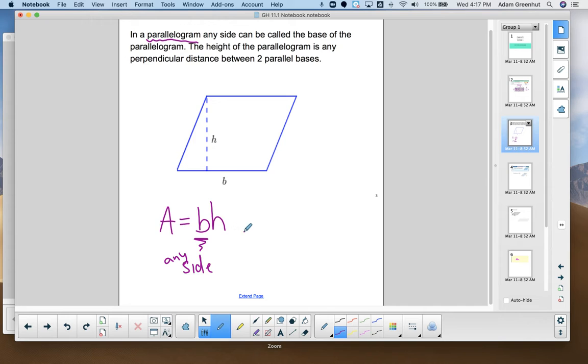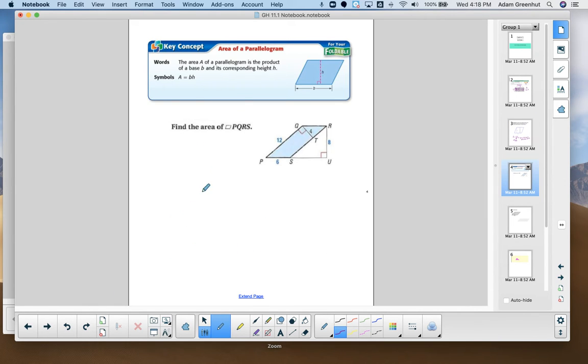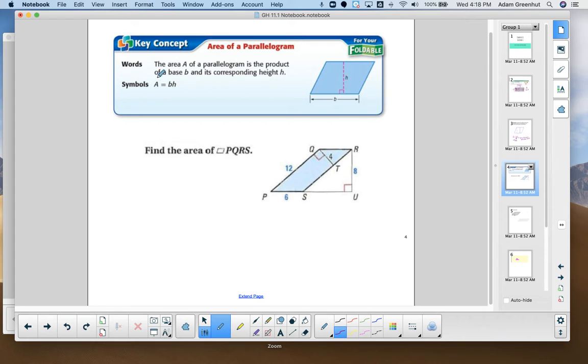The base can be any side of the parallelogram. The height, though, has to be the perpendicular distance between the bases. It does not have to be a side. If I rearrange it to form a rectangle, it would be a side, as you see here, but really I just need that perpendicular distance between the two sides and do base times height. So there's our textbook version of the formula.